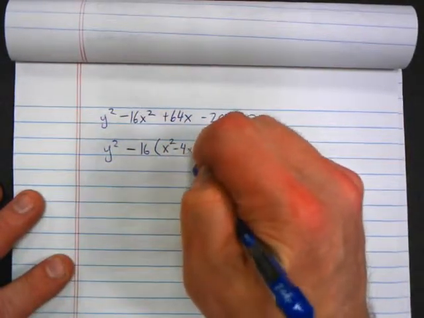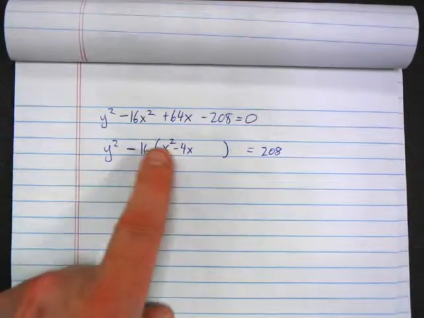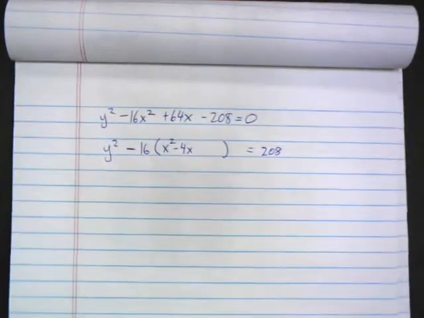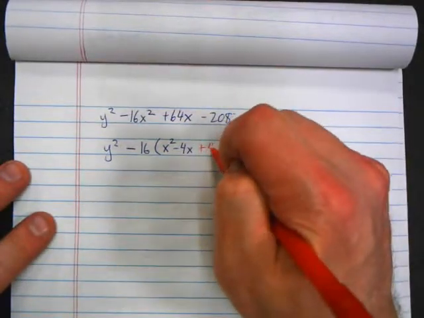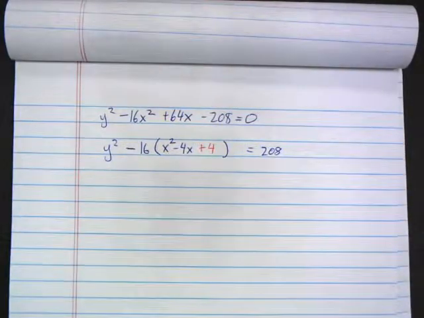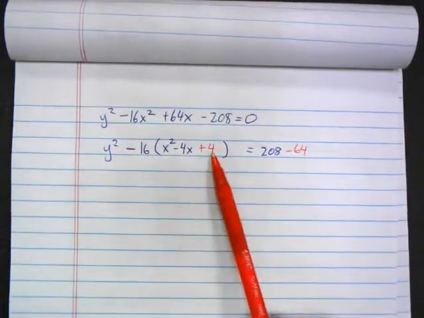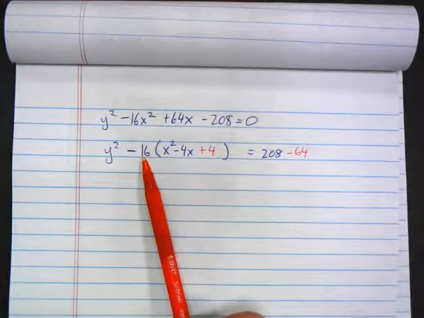X squared minus 4x. Excellent. It has to be a minus 4x because I need negative 16 times negative 4 to give me the positive 64. Then I can add my magic number. My magic number is a 4. And so what number do I have to put on the right-hand side to balance that out? A minus 64. Again, don't fall for that trap. Just because you put a 4 here doesn't mean you put a 4 there, because this 4 is being multiplied by that negative 16.